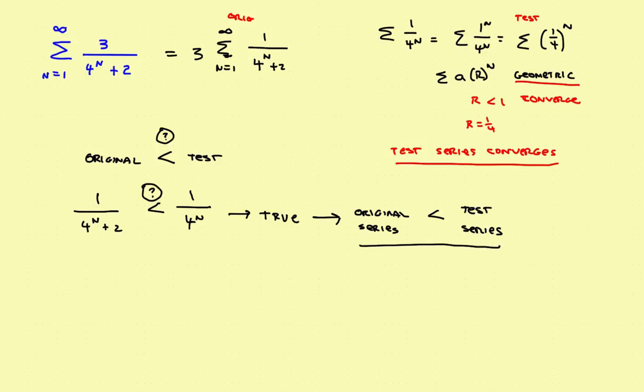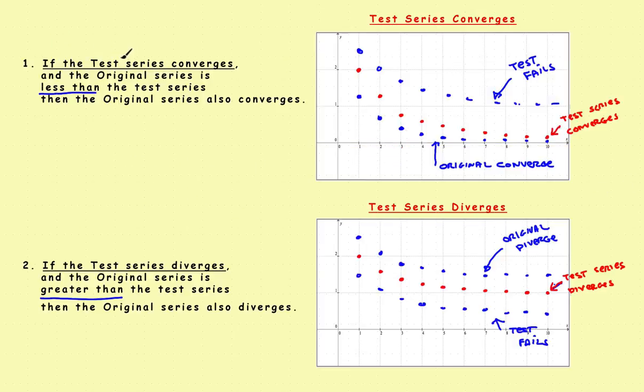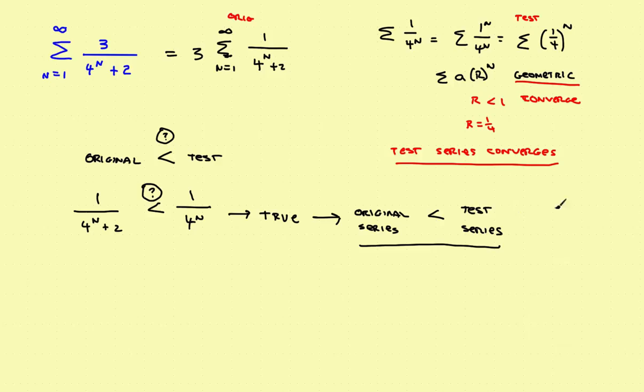And now you're really ready for the final step, which is: if the test series converges and the original series is less than the test series, then you can conclude that the original series converges. So you go back to your final step here, and you can now finally conclude that this original series does converge. So the original series converges, and you'd be done.